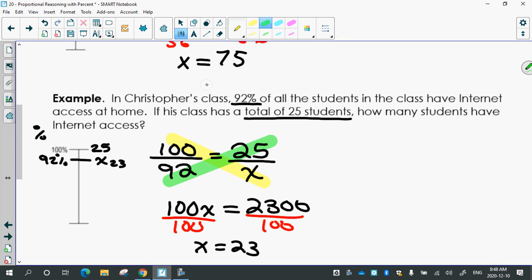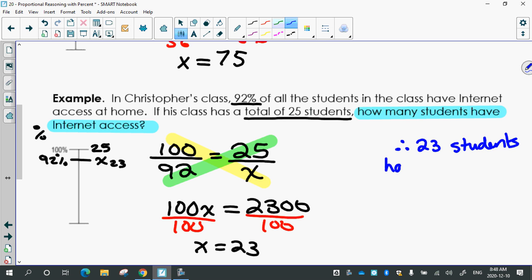So remember, when you write your therefore statement, answer the question they ask. How many students have internet access? So therefore, 23 students have internet. Okay, so you fill out the graphic organizer at the side. That helps you make your proportion. And then it just becomes yesterday's question. You have to make sure that you write your therefore statement.